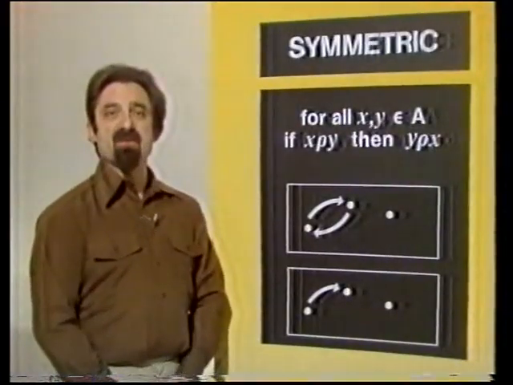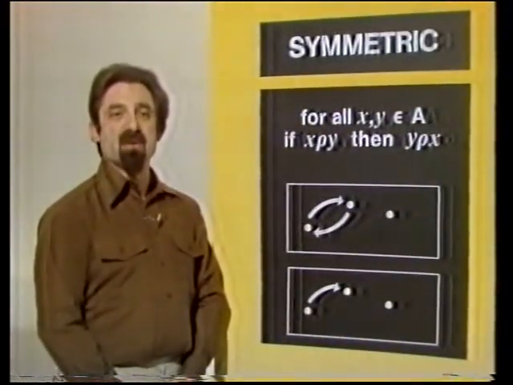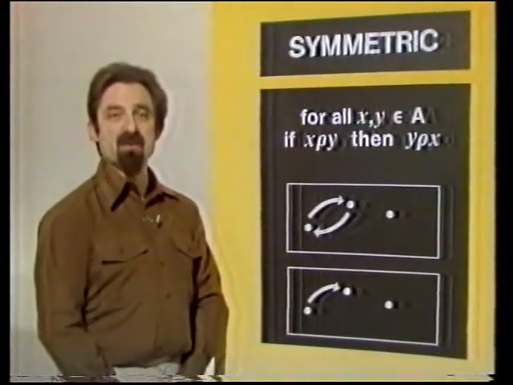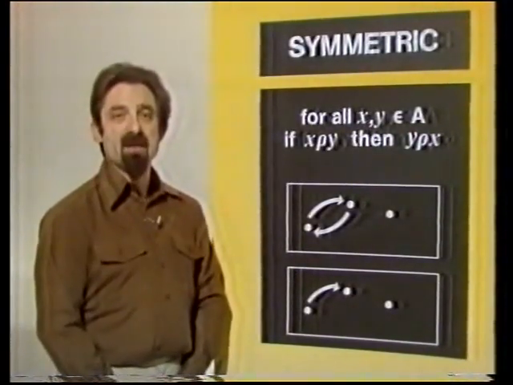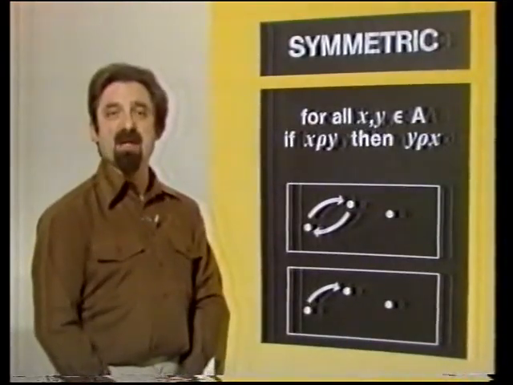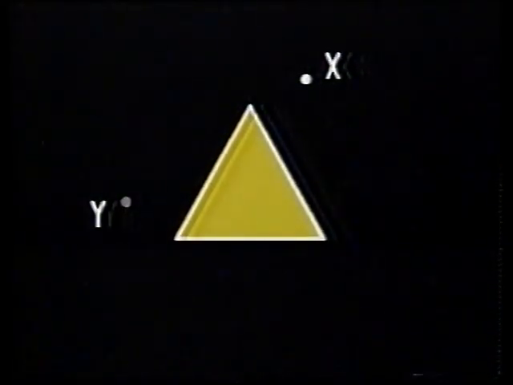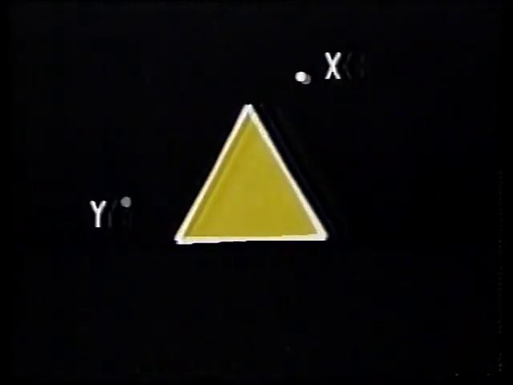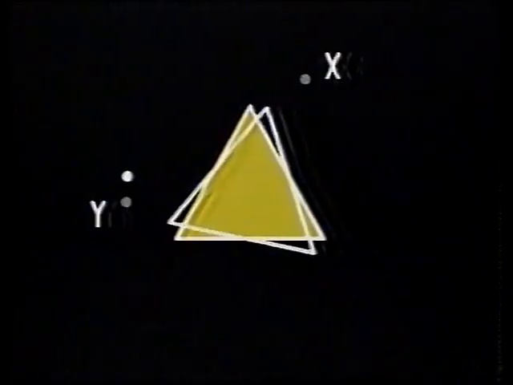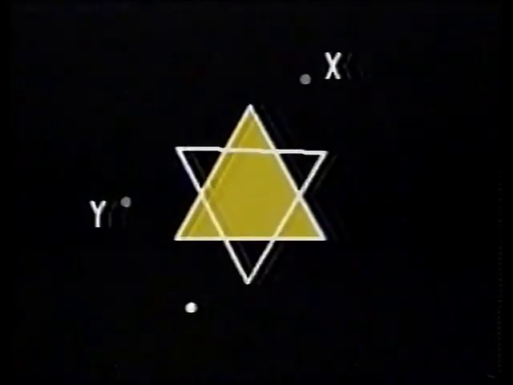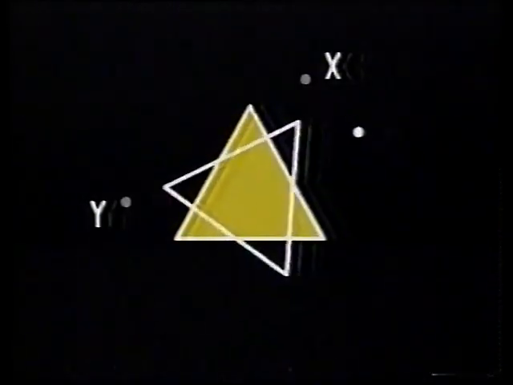Now, that's not to say, of course, that x must always be related to y. We're just saying that if they're related one way, then they must also be related the other. So what about our example? Is that relation symmetric? Suppose x is related to y. Then there's some transformation which takes x to y. Perhaps it's a rotation, say through 2 pi by 3. If you then apply the rotation through 4 pi by 3, you'll take y to x.